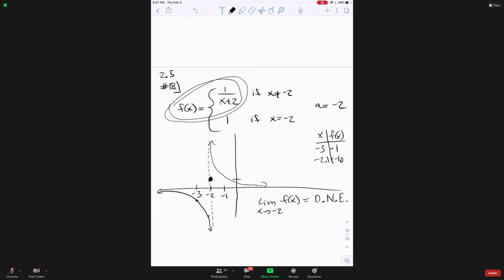And for me to show you how to graph it, you have to know about asymptotes, and we'll talk about that in a later section.